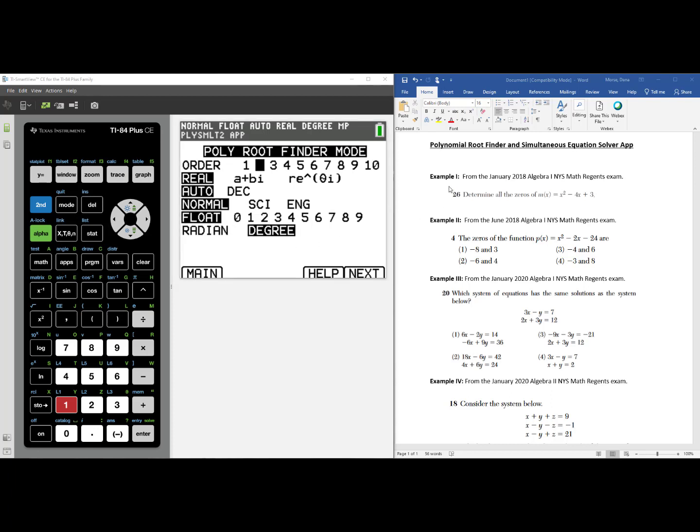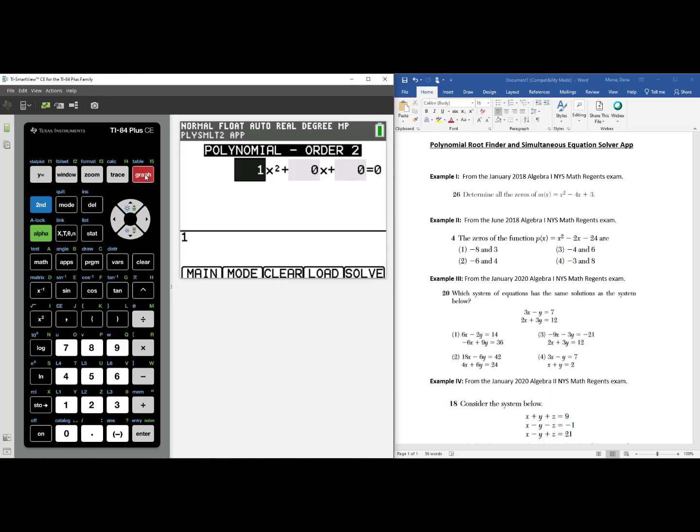For my first example, taken from January 2018's Algebra 1 New York State Math Regents exam, determine all the zeros of m of x equals x squared minus 4x plus 3. My order is 2, and nothing else needs to be changed, so I'll select next, which is associated with the graph key, and now I can put in my values.